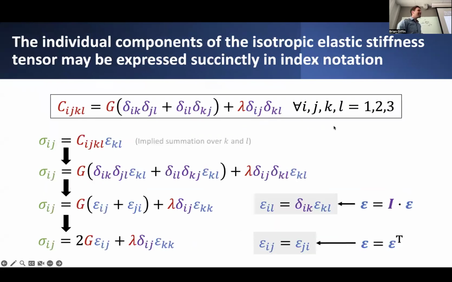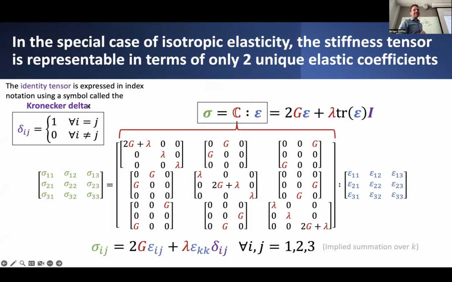Well, there's one way that you can demonstrate this, but I won't walk through all the details. But the final result looks something like this. It's possible to actually express this kind of four-dimensional array in terms of G and lambda, and in terms of these delta symbols, sometimes referred to as the Kronecker delta. And don't be intimidated by the name. The Kronecker delta is really just the identity tensor represented through index notation.